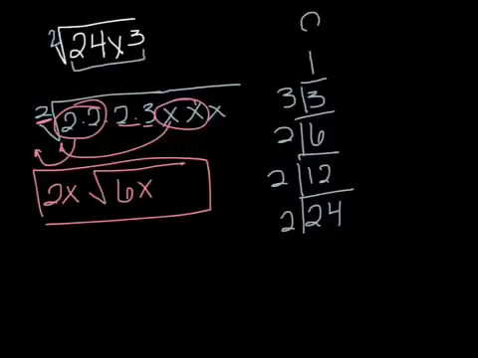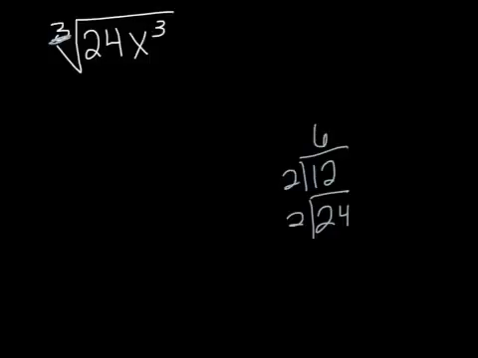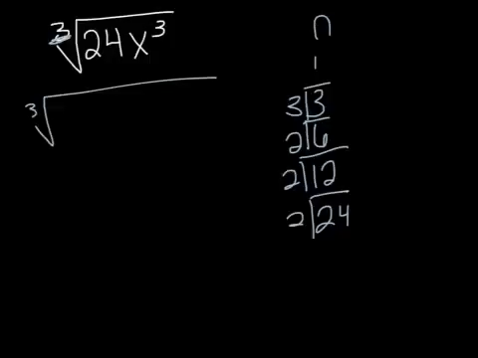Let's try another one. This time I have the third root, so I'm going to break 24 down quickly the same way we did on the last screen. So that's 12, 2 goes into it 6, 2 goes into it 3, 3 goes into it 1, and I have a candle at the top. So if I break this down, it's the third root of 2 times 2 times 2 times 3, and 3 x's. Now we're going to circle groups of 3's.